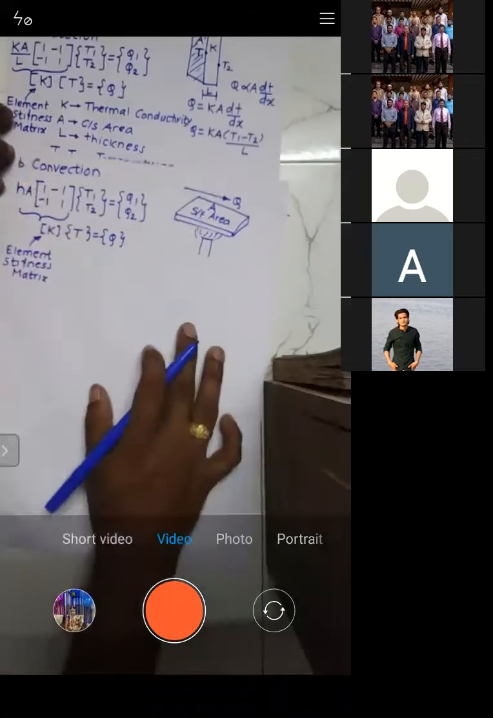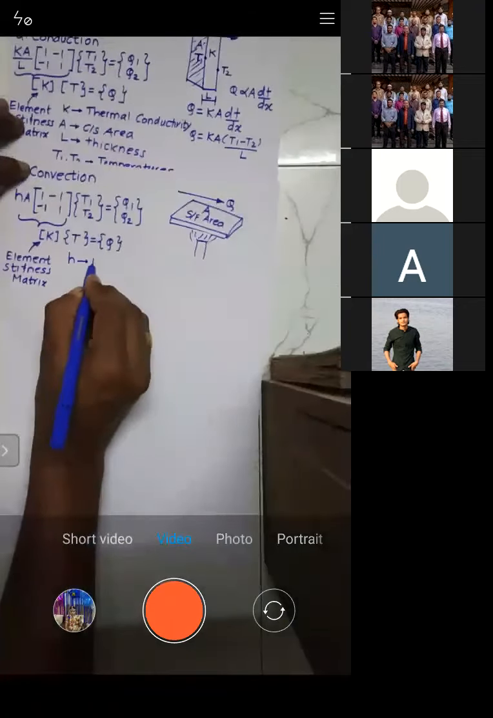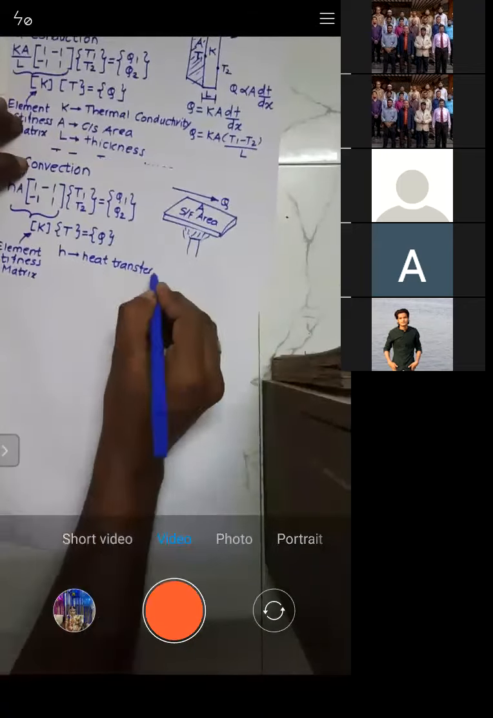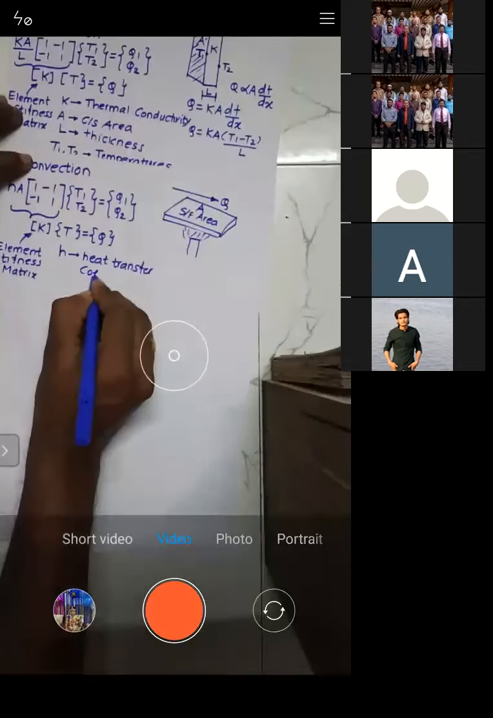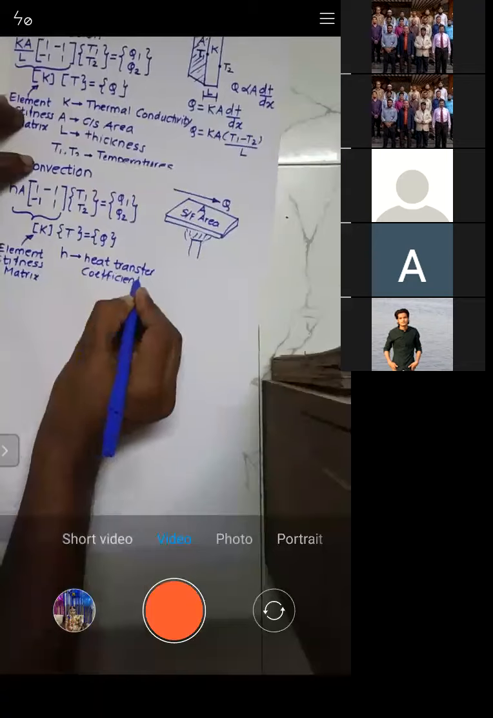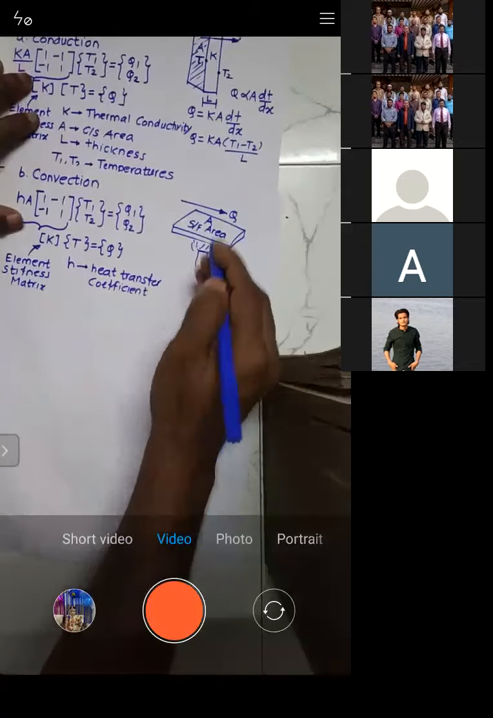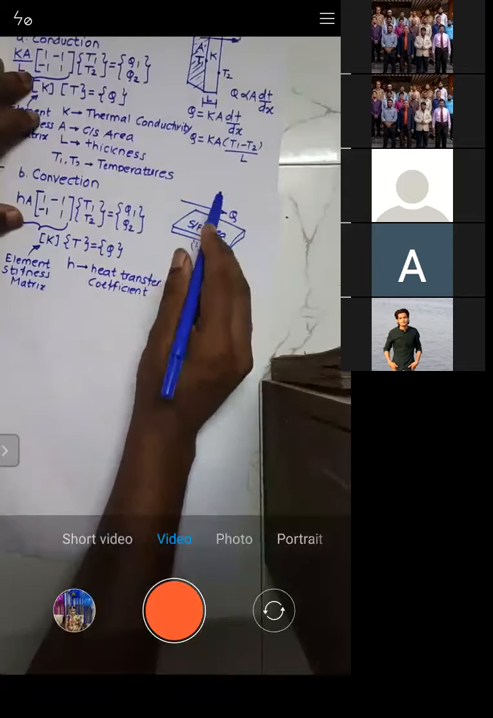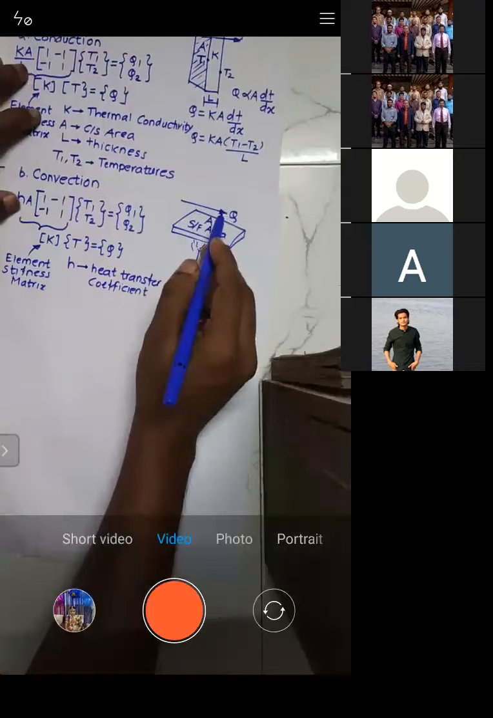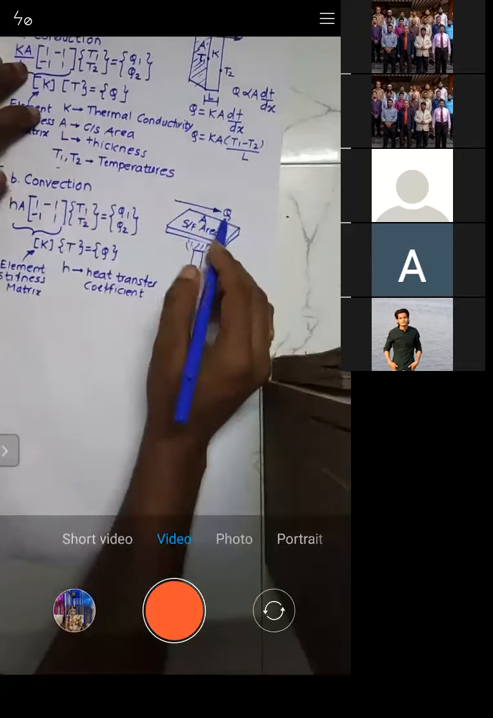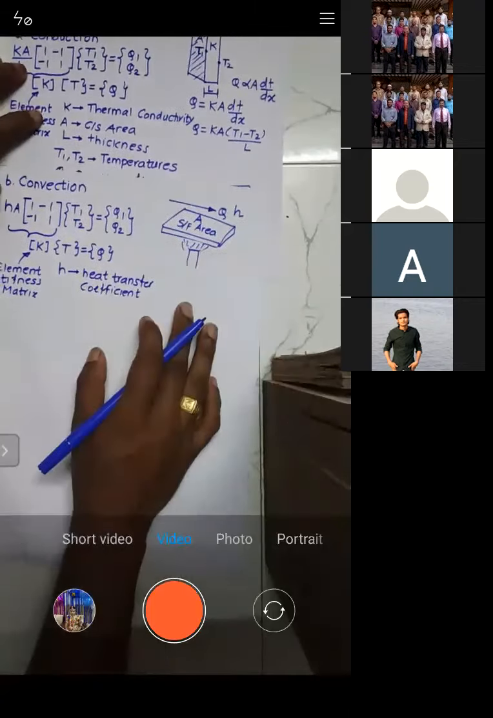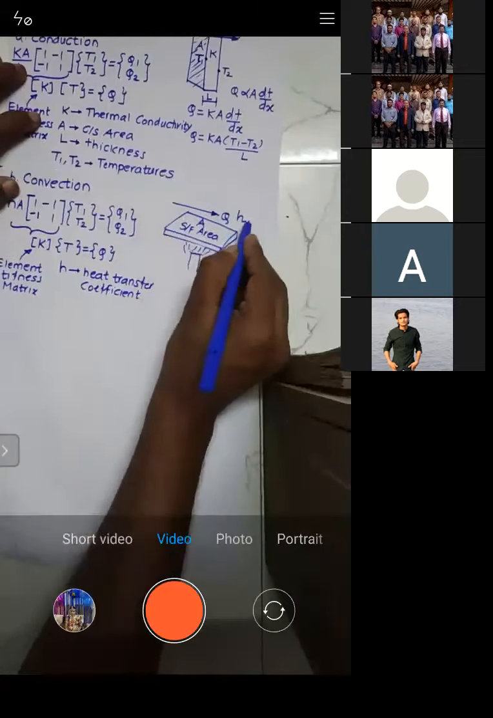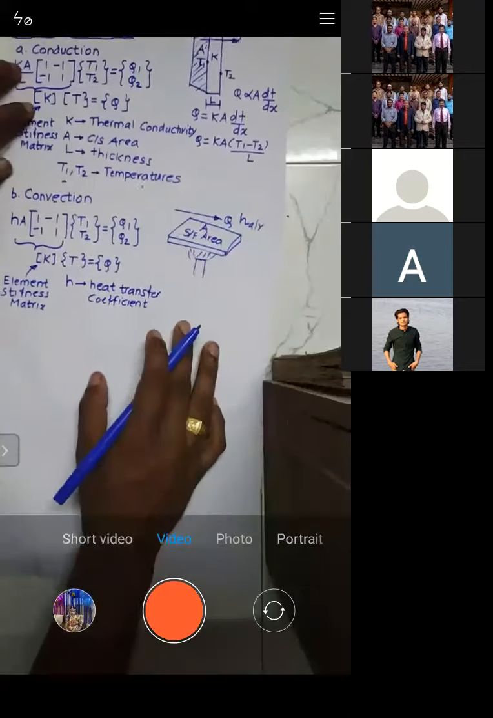Now go to this value H. It is called the heat transfer coefficient. This is very important, because here you require a medium for the heat transfer. The heat will be transferred from this face to the surrounding air. How is it transferred? It is transferred through convection. And for convection, what do you require? You require the heat transfer coefficient of air, because the heat is transferred from the pan to air.